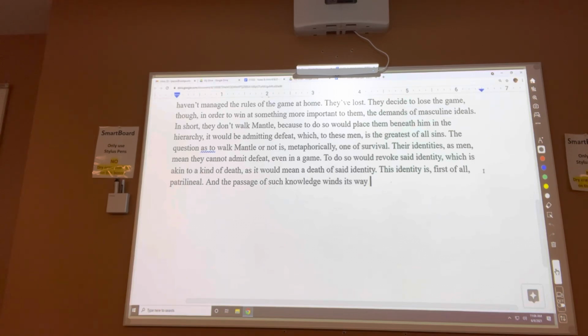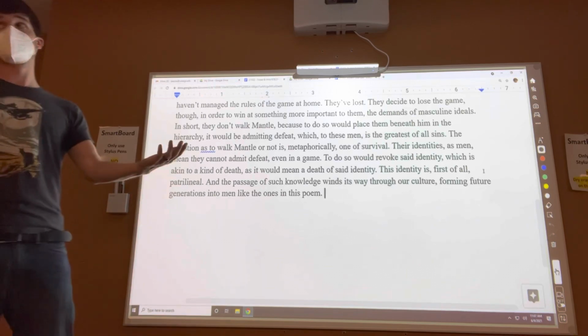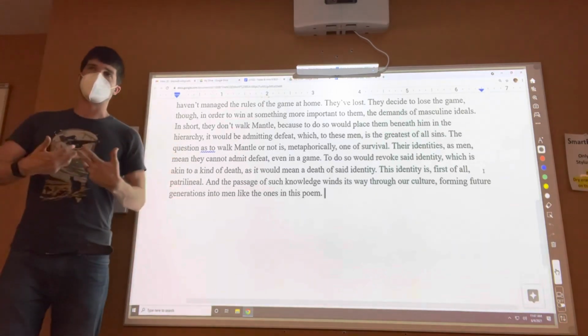I can't type. One's way through our culture, forming future generations. We're nearly there. A sentence or two at most, and we're done. We have an argument now, and we've started our thesis. We've said all that stuff we just talked about, we still do it. That's basically what we've done. We need to up the stakes a little bit.